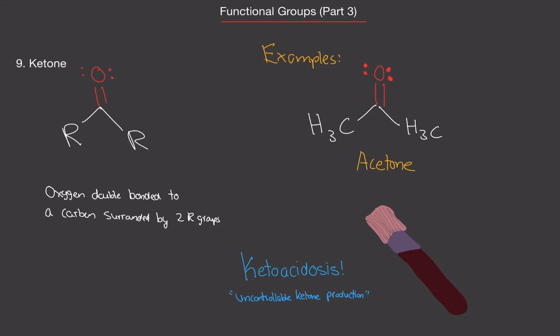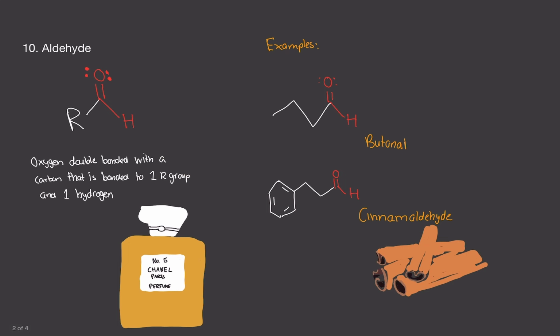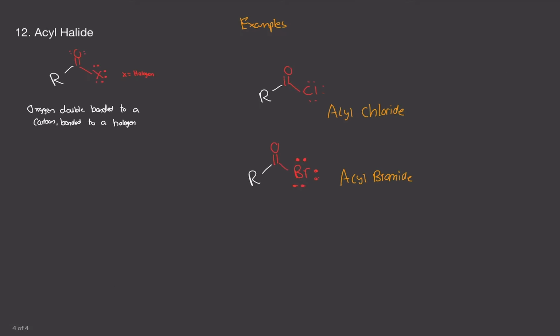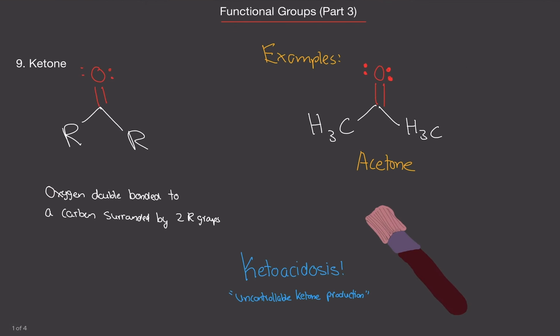Alright, welcome back. In this video, we're going to go over the functional groups, part 3. We're going to go over the ketone functional group, the aldehyde functional group, the carboxylic acid functional group, and the acyl halide functional group. So all of these are variations of the ketone. I organized these functional groups in this video to make it as easy as possible to remember. They all basically are variations of the ketone, which we're going to go over right now.